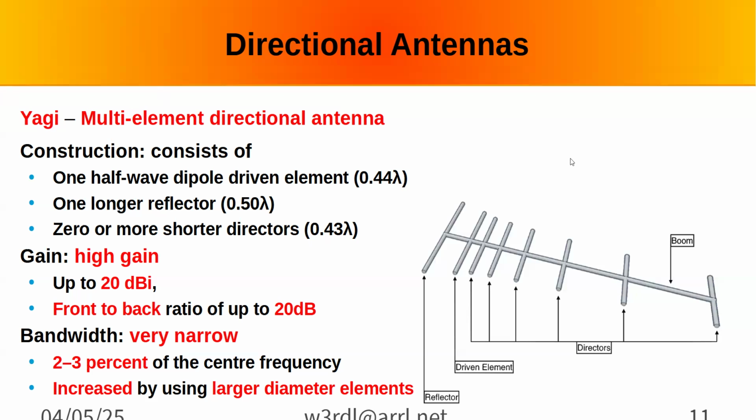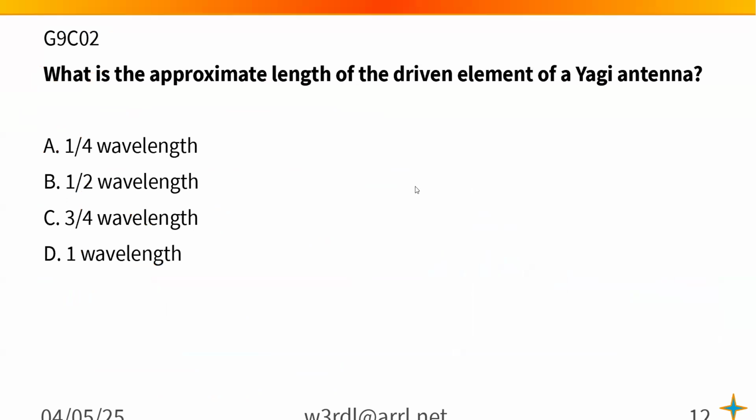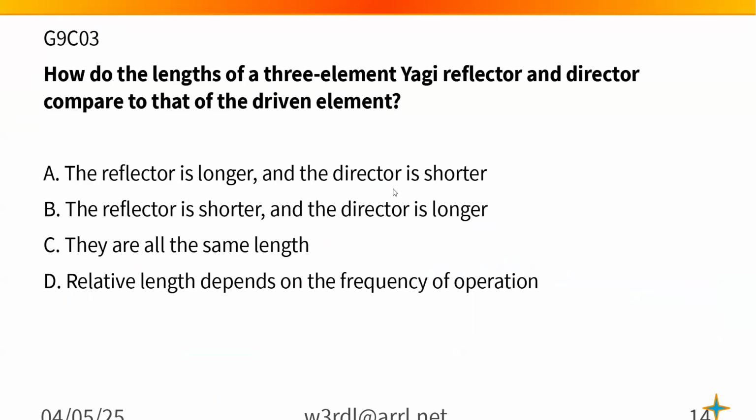They're very narrow bandwidth, only 2 to 3%, which if you use larger elements, you can increase the bandwidth. So they're usually made out of tubing with half-inch diameter, stuff like that, depending on the antenna. What's the approximate length of the driven element of a Yagi antenna? How do the lengths of a 3-element Yagi reflector and director compare to that of the driven element?